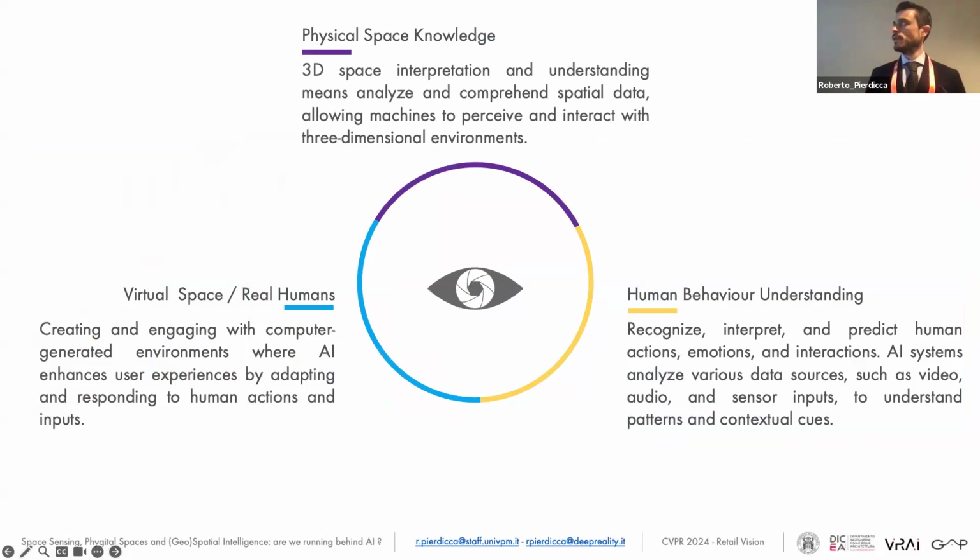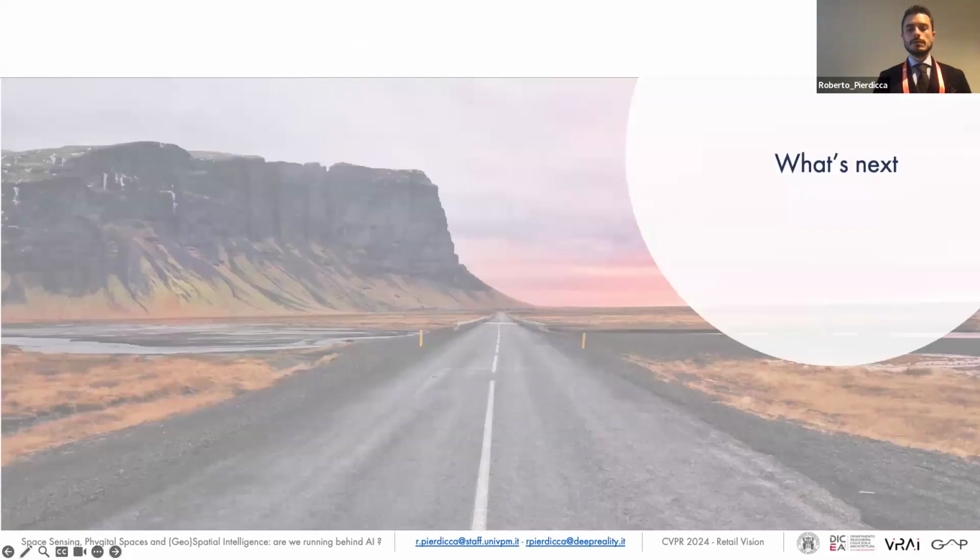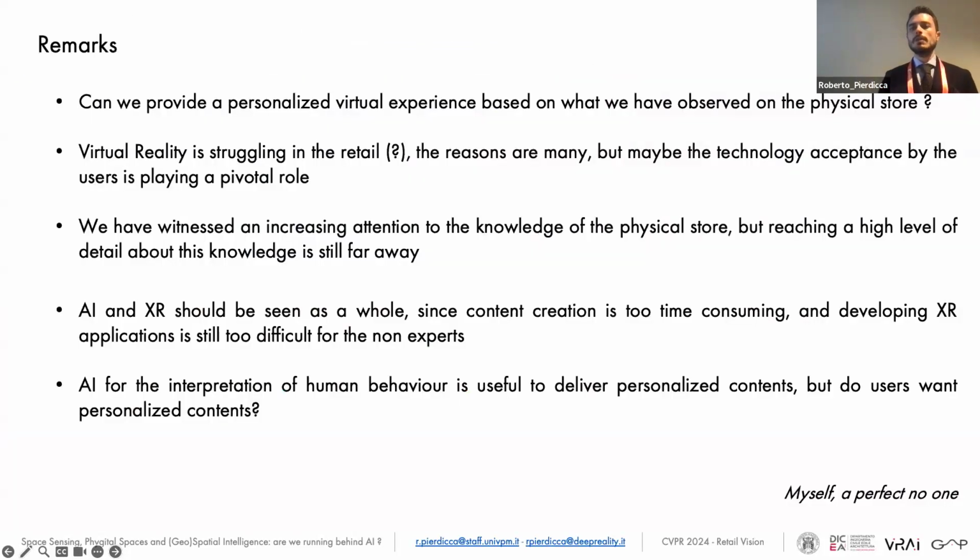And these are, to recap, the 3 pillars that we were talking about: the physical space, the human behavior understanding, and the virtual space. And sorry, what's next? I was just making some considerations. I'm lucky because I'm the last one of the series of talks, so I get a lot of insight from you.